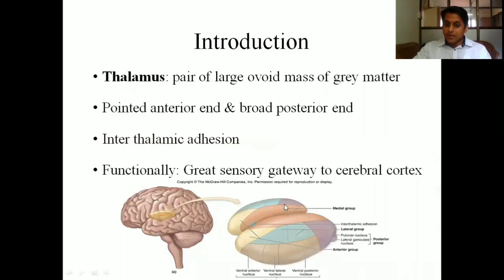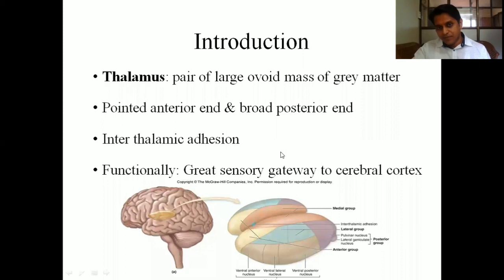I said this is a pair of thalamus, and they are separated by a cavity. The cavity right in the midline here is the third ventricular cavity, and the two thalamus are connected. You can see right here the interthalamic adhesions. So they are connected by interthalamic adhesions. The thalamus is the relay station for all the sensory pathways which are going towards the cerebral cortex.